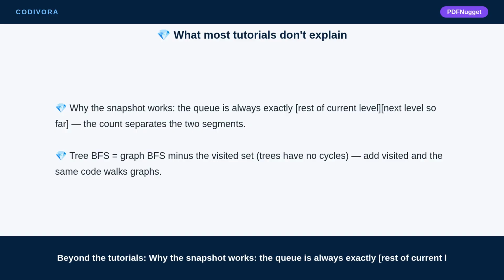And what most tutorials never tell you. Why the snapshot works: the queue is always exactly rest of current level, then next level so far. The count separates the 2 segments. Tree BFS equals graph BFS minus the visited set. Trees have no cycles. Add visited and the same code walks graphs.